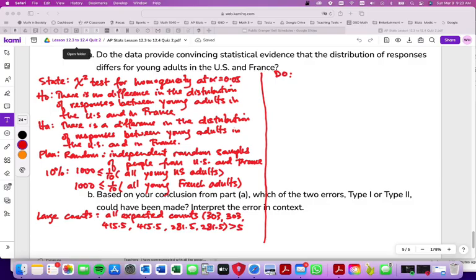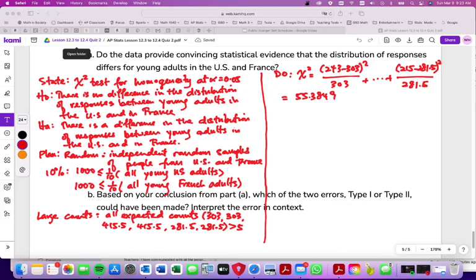So the next step is do. So you need to put the chi-square formula. If you remember how to put it down, it should be on the formula sheet, right? So you put it down, then you write out the values. So you can write the first one, 243 minus 303 squared divided by 303. Then you can put plus, dot, dot, dot, plus, and then you can put the last one down. It's not a problem. And then it adds up to 55.3849. You can get this from your calculator.